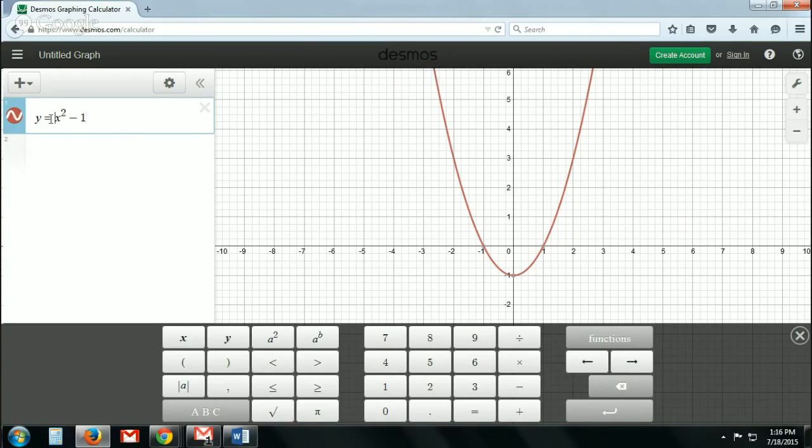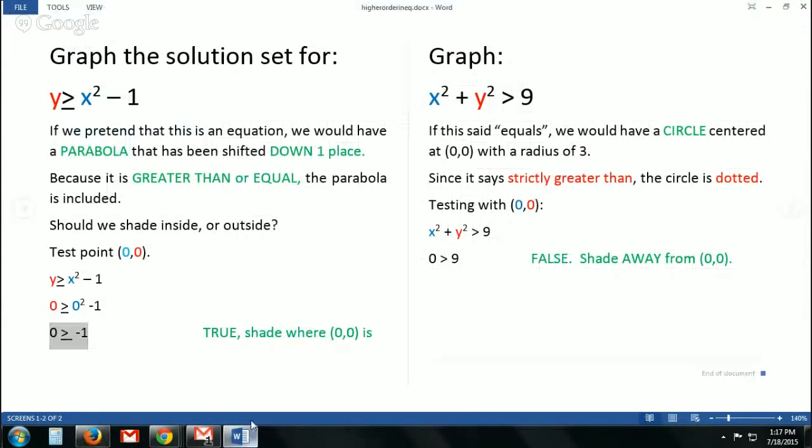Let's see that that's true by changing it from an equation to the inequality that we were actually working, y greater than or equal to x squared minus 1. And you can see that we've now shaded inside the parabola. But now let's try one that's maybe a little bit more difficult for us. The second inequality that we have is x squared plus y squared greater than 9.